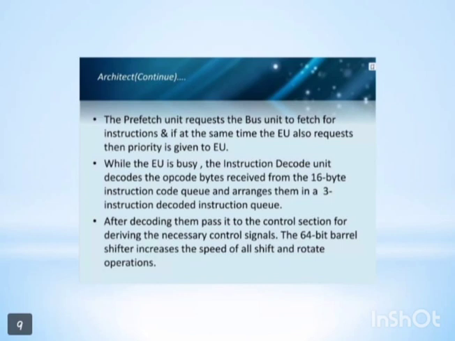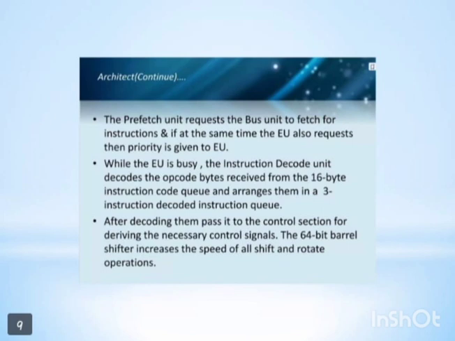The prefetch queue requests the bus unit to fetch instructions, and if at the same time the EU also requests, then priority is given to the EU. While the EU is busy, the instruction decode unit decodes the opcode bytes received from the 16-byte instruction code queue and arranges them in a 3-instruction decoded instruction queue. After decoding, it passes them to the control section for deriving the necessary control signals.